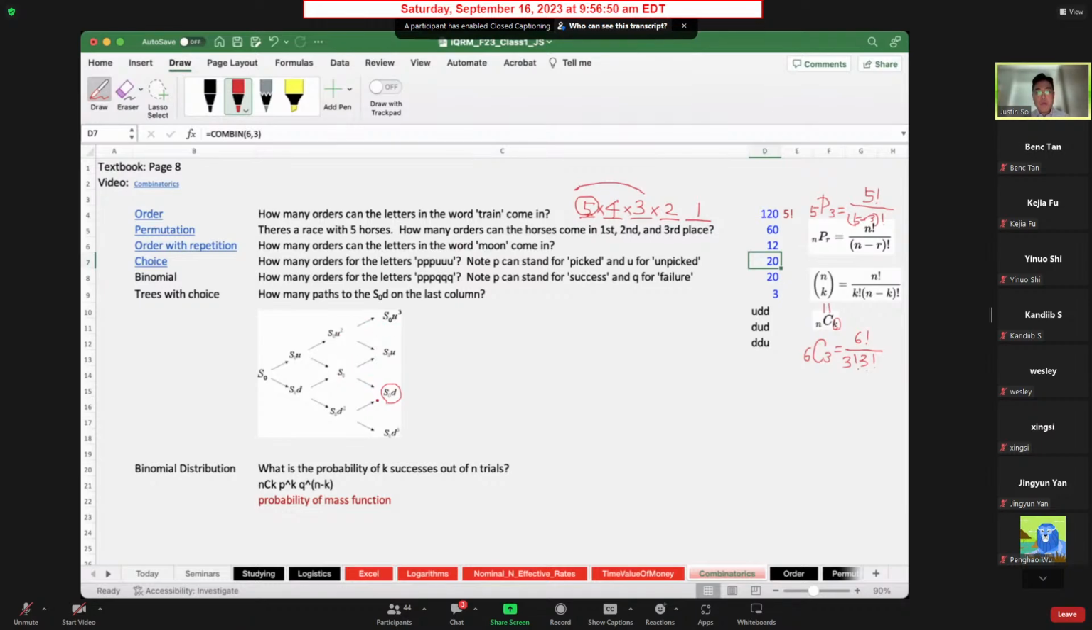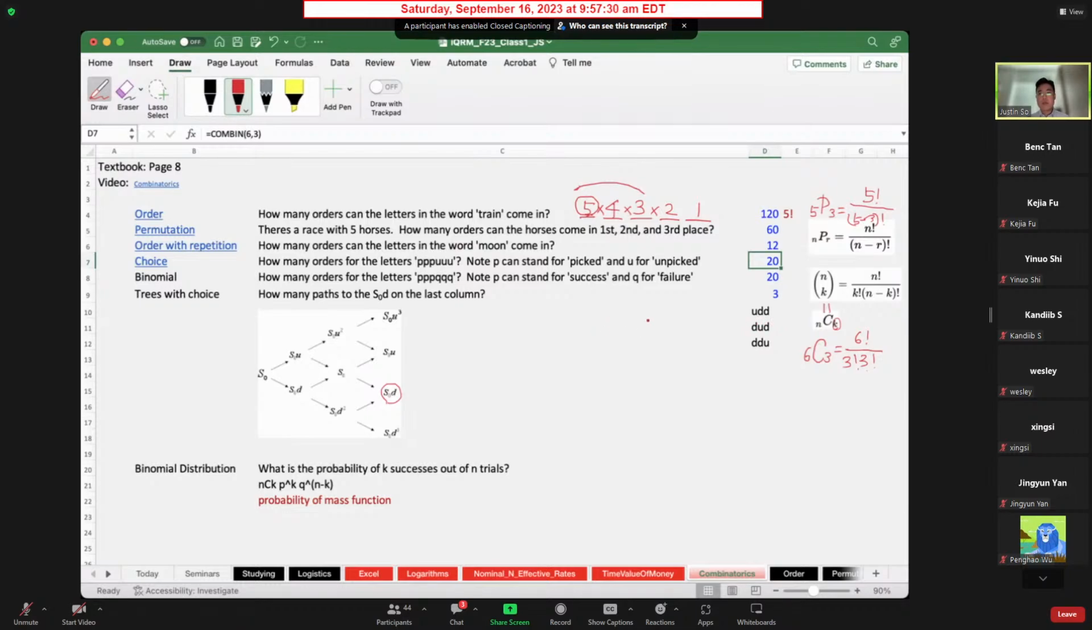So how many paths can we find starting from S0 to get to S0 D here? You can manually check: up, down, down; down, up, down; down, down, up. These are the only 3 ways. You cannot go up twice and get here. So this question virtually becomes the same as: you have U, D, D, 3 letters. How many possible orders can you make?